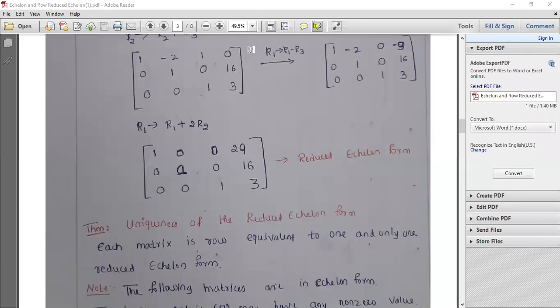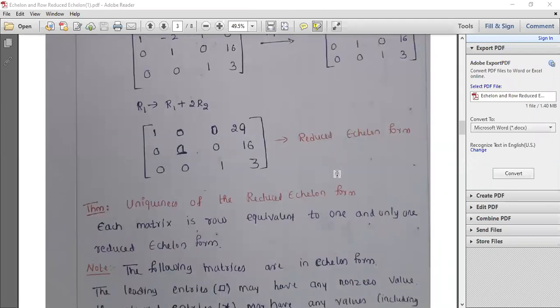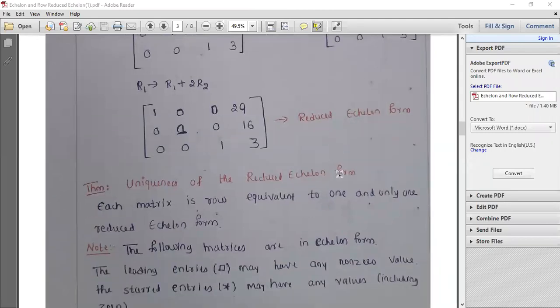Yes, ma'am. Okay, fine. So now we'll go with the next important topic, the theorem. In terms of the theorem, you can expect it in the 1 mark questions. The theorems may be asked in objective type questions, so you can remember this. This theorem is called the uniqueness of the reduced echelon form. So what do you mean by this uniqueness of reduced echelon form?